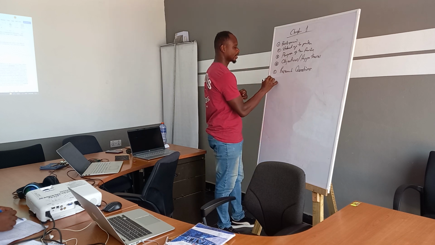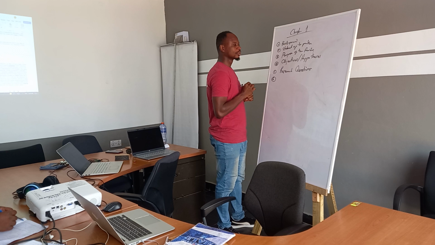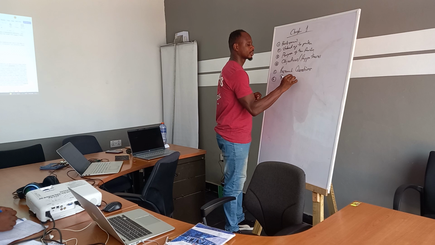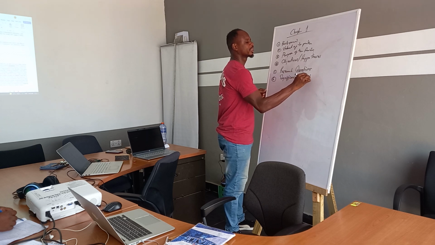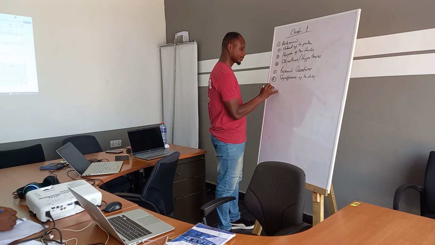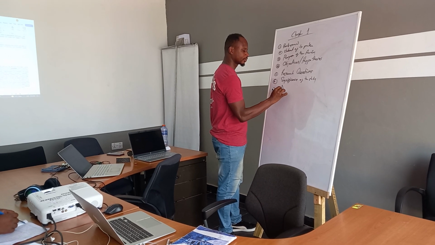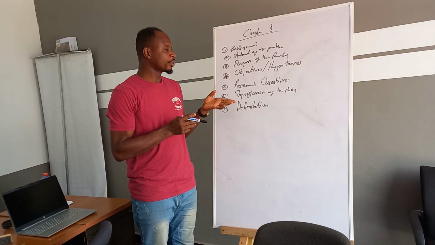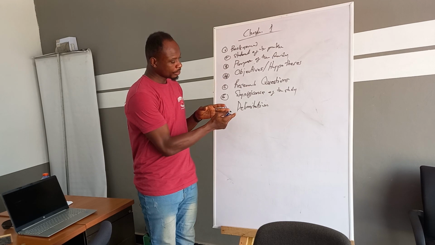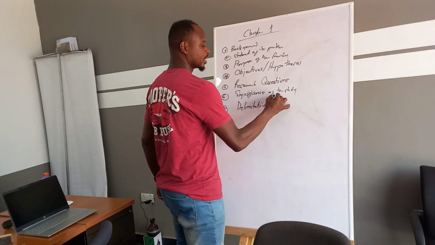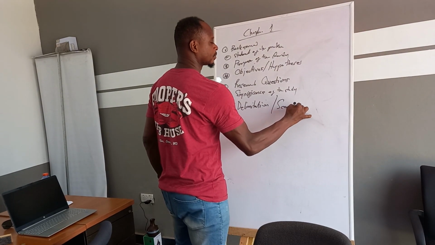Then we move to significance of the study. After significance of the study, we will talk about the scope or delimitation. So after your significance of the study, you come and look at the delimitation. Some people also call it scope of the study.